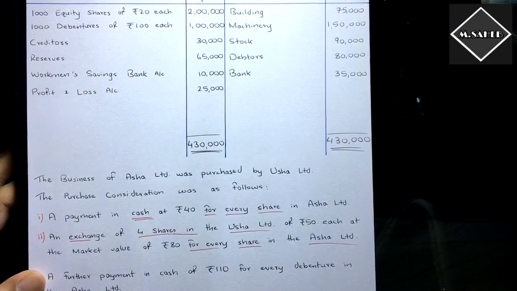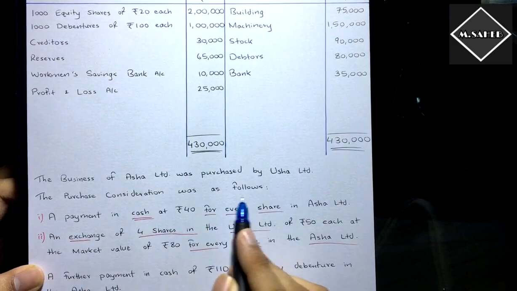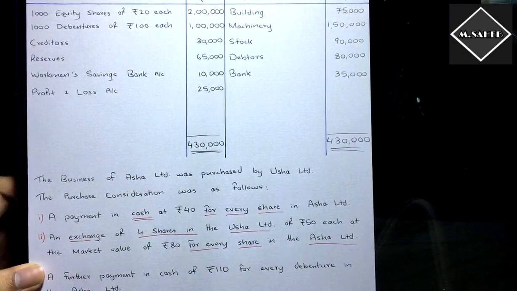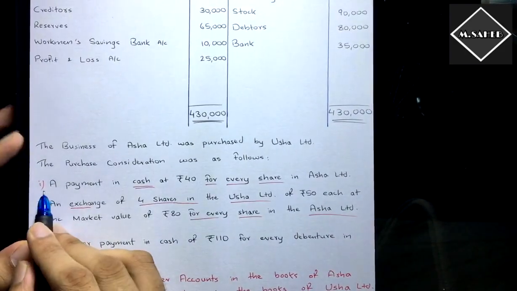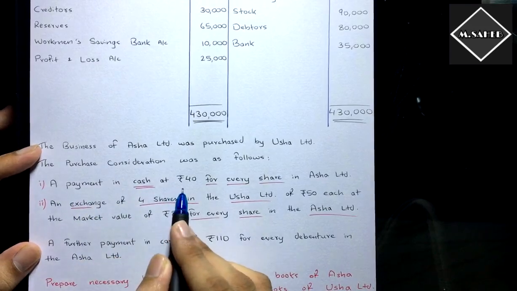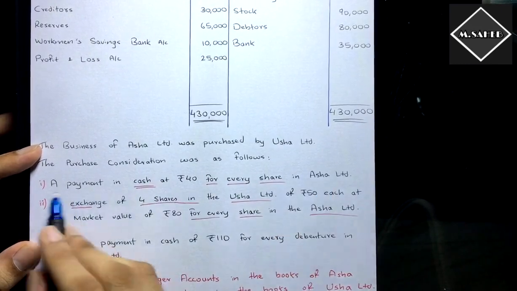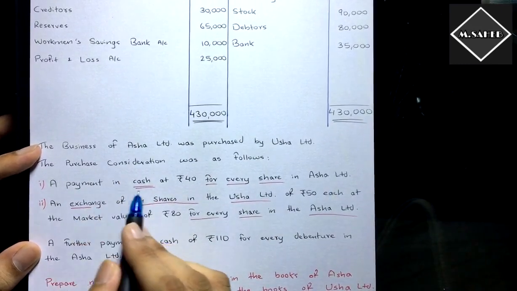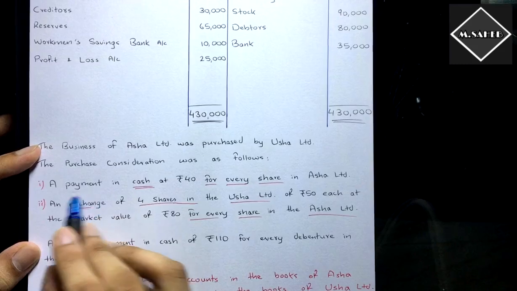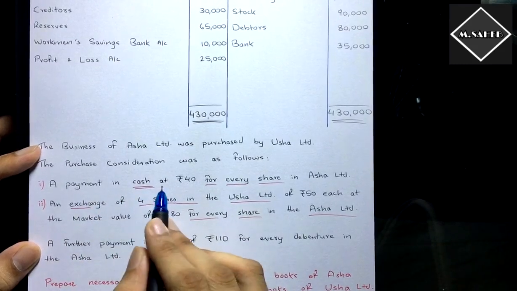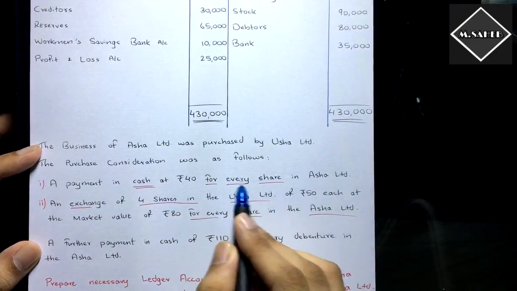See here, what are they saying in the question? The purchase consideration was as follows. Yes, we have come to that. See here, first point: a payment in cash at ₹40 for every share in Asha Limited. So in the first point, they are saying that purchase consideration will be in the form of cash, at ₹40 for every share.